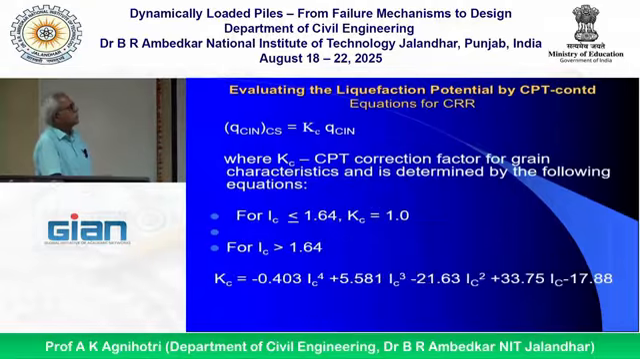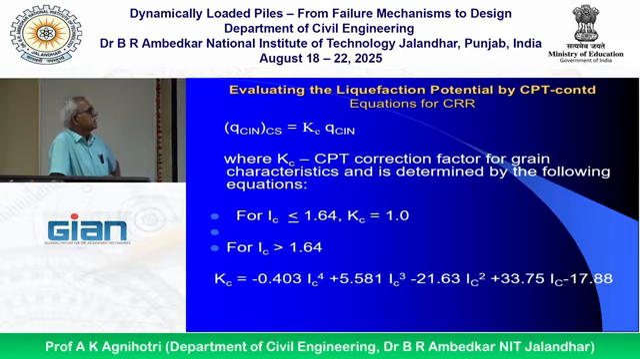So, how to convert QC1N to QC1N CS? For conversion of QC1N to QC1N CS, we will multiply it with Kc. Kc is the CPT correction factor. This Kc is given by this equation: 0.403 IC raised to power 4, minus 5.58 IC cube, plus 21.63 IC square, minus 33.75 IC, plus 17.88. This equation will give you Kc. That Kc you will use here for calculation of QC1N CS.